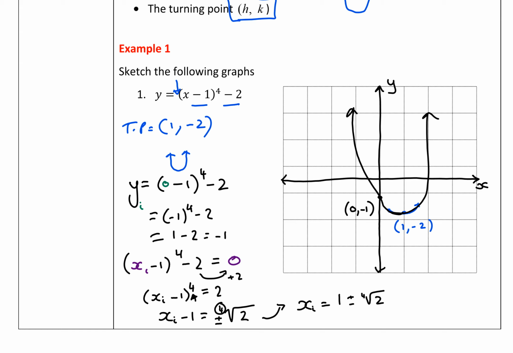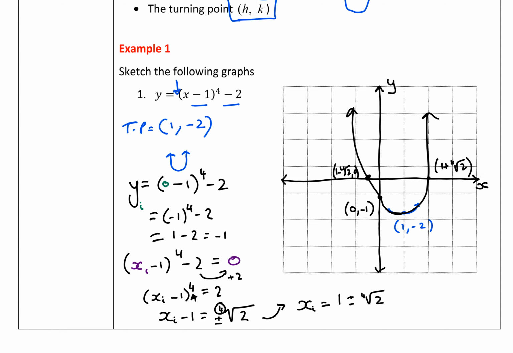Now I know that the fourth root of 2 has to be more than 1 because one of my intercepts is negative. Also, 1 squared is 1. So to get something bigger than that, I need to have it bigger than 1. So this first one will be 1 minus the fourth root of 2. And this one here will be 1 plus the fourth root of 2.